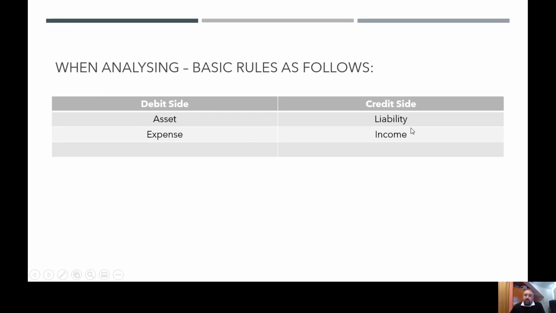On the credit side, we've got liability and income. So on the credit side, if I have to pay back money in future, it's a liability. If I can keep it, then it's income. So just keep that little table in mind when we analyze our accounts after we've done them.